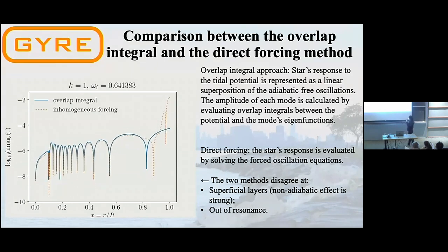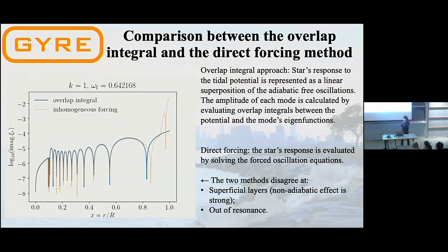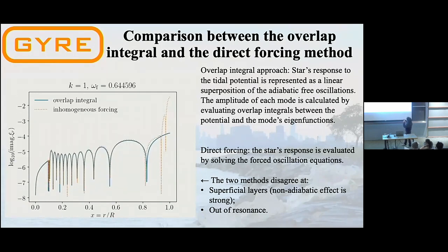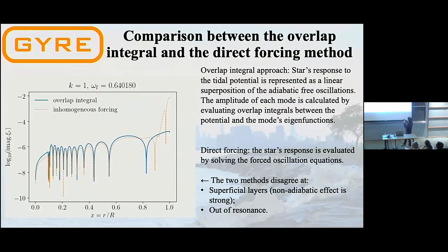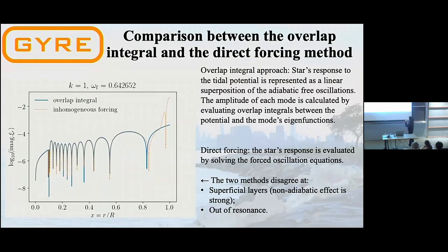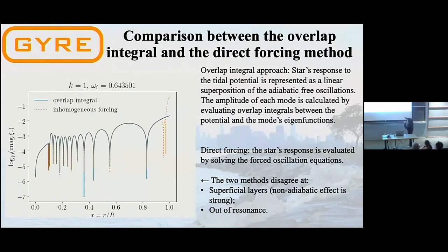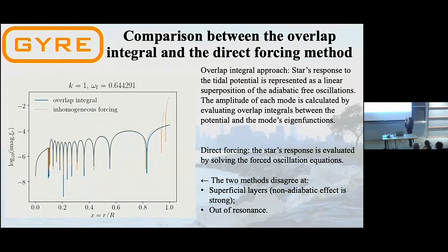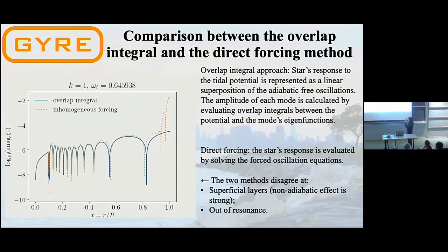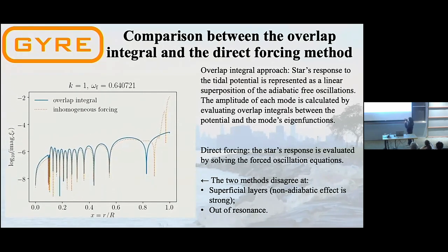The direct forcing method is just solving the forced wave oscillation directly. On this movie, I'm showing the comparison between the two methods: the overlap integral method in blue and the inhomogeneous, or direct forcing, method in the dotted orange line. We can see there's a disagreement near the surface of the star, where the non-adiabatic effect is important.